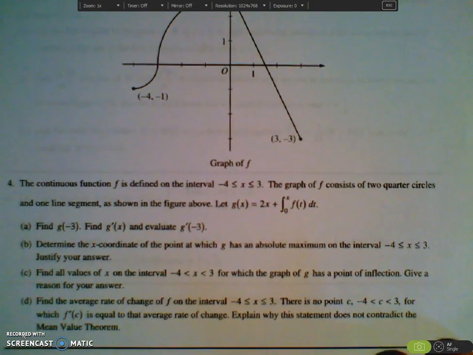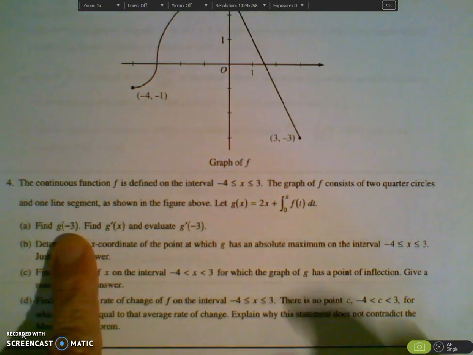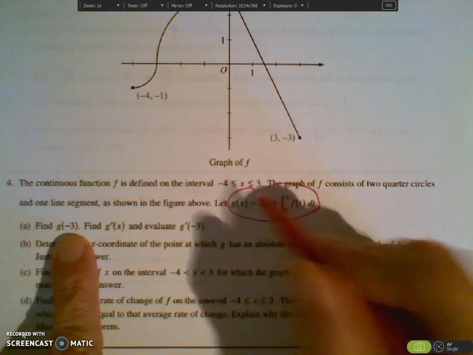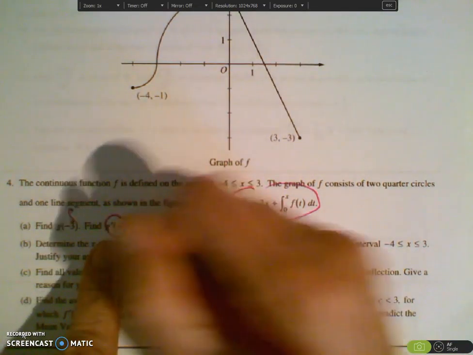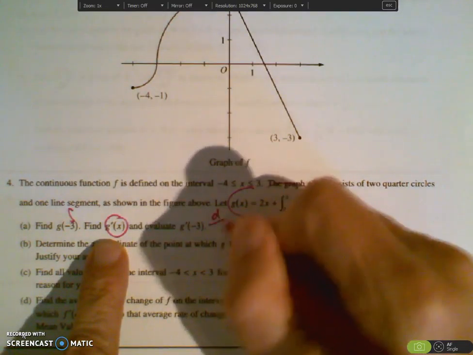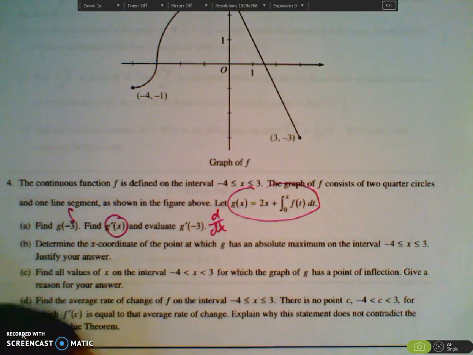Let's see, in question number 4 in part A, they ask us to find G. Well, G is defined as an integral, so I'm going to say that does involve an integral. And then I have to take a derivative. So notice I'll be taking the derivative of an integral. So this is one that really involves both.